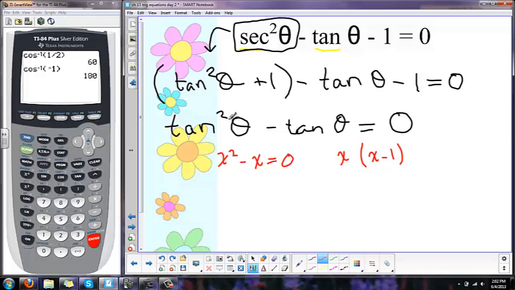So if you ever are having a hard time looking at an equation like this and you can't figure it out, try to just think about it in terms of x's for a second. So I'm going to do the same thing up here. I'm going to pull out a tangent theta, and I'm going to be left with tangent theta minus 1.